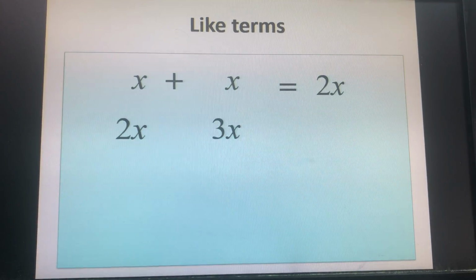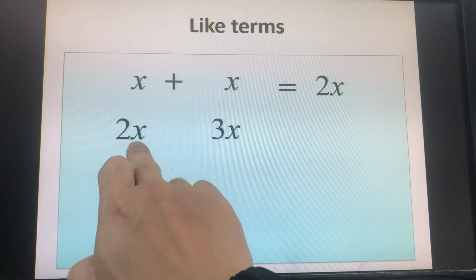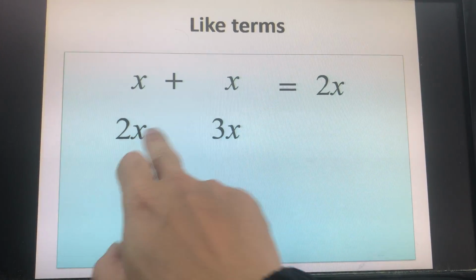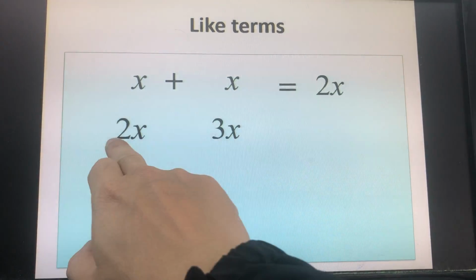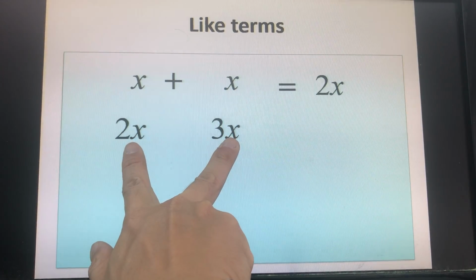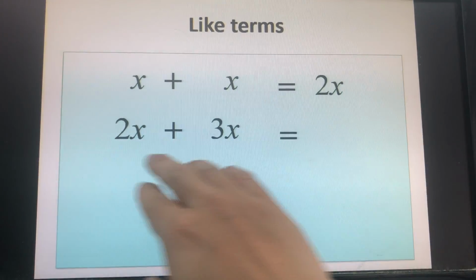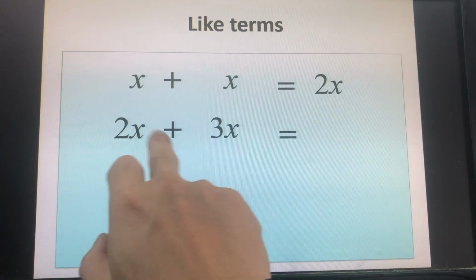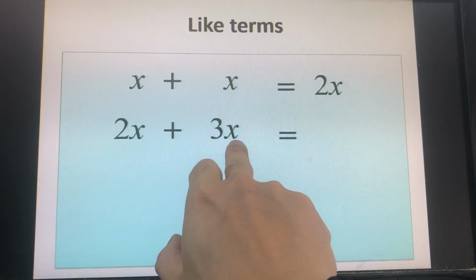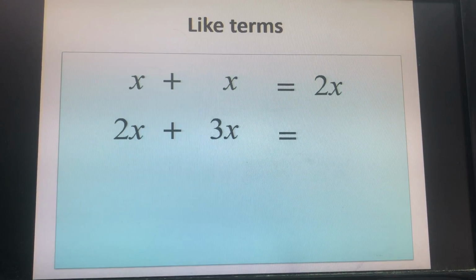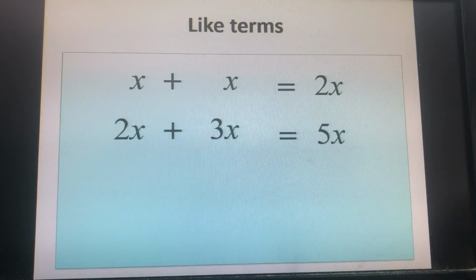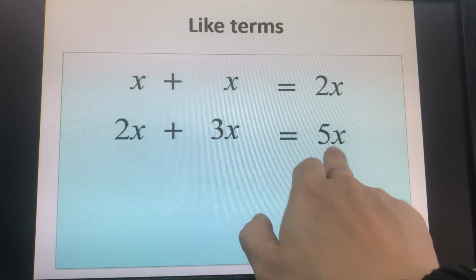And then what about 2x plus 3x? Look at the variable. The variable is x, the variable is x. So these two terms are like terms. We can combine them. What is 2x plus 3x? You may think of 2 apples, and then you have 3 more apples. So altogether, how many apples do you have? Yes, you will have 5 apples. 2x plus 3x becomes 5x.